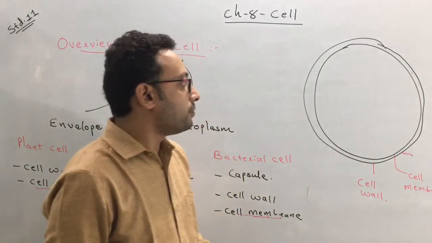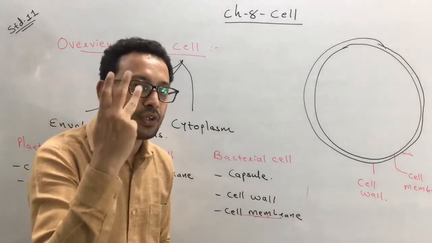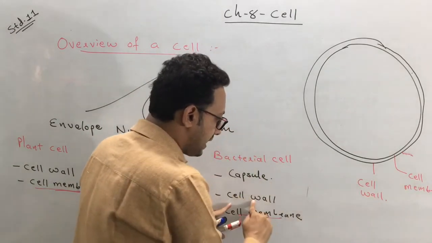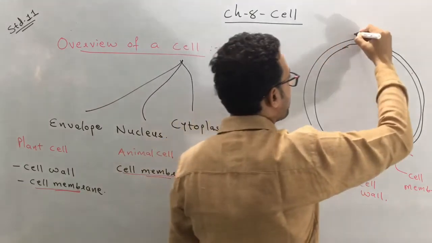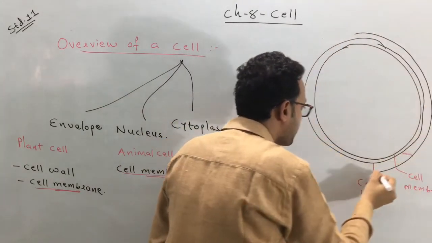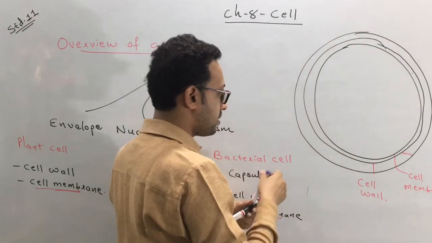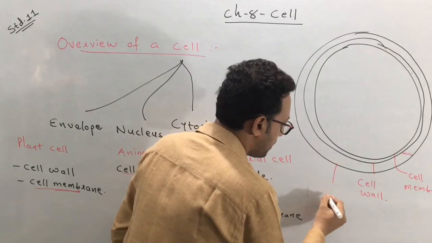Now if it is a bacterial cell, the bacterial cell has three boundaries. The inner one is the cell membrane, the middle one is the cell wall, and the third, the outermost layer you can find, is called the capsule.